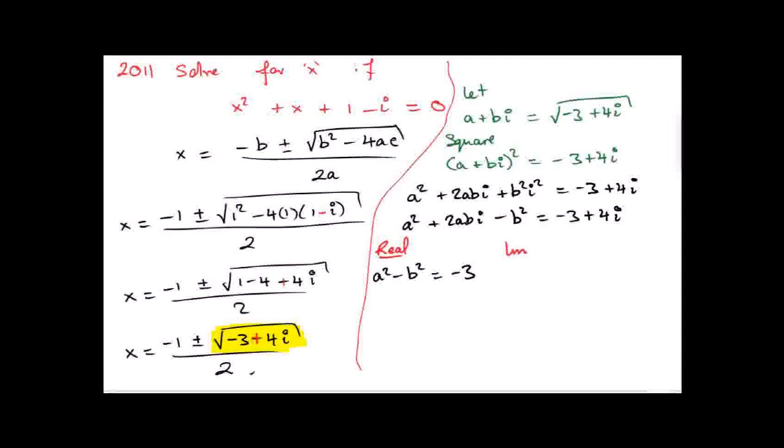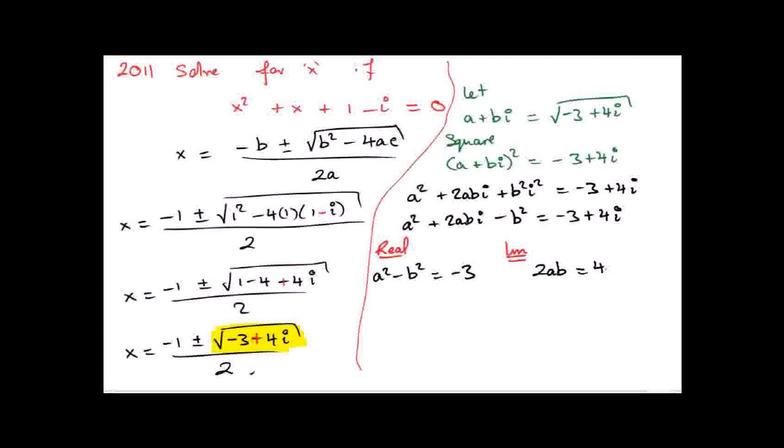The imaginary parts. It's much easier. 2ab on the left equals 4 on the right. You don't need to include the i. You don't have to say 2abi equals 4i. Okay? It's fine to do what I did.